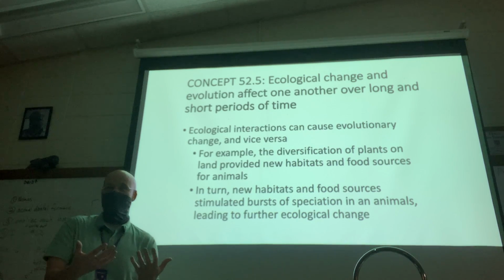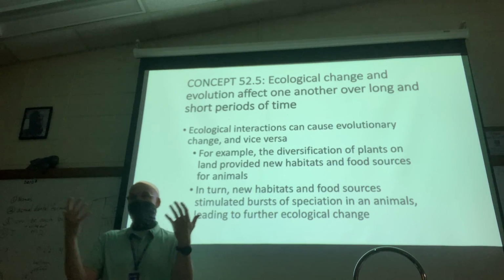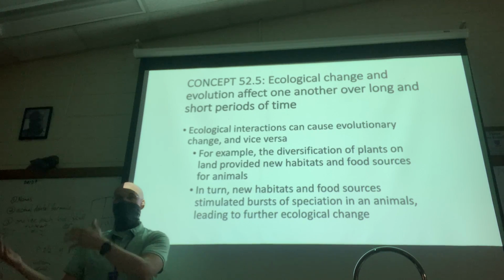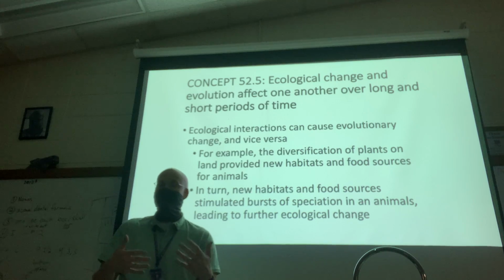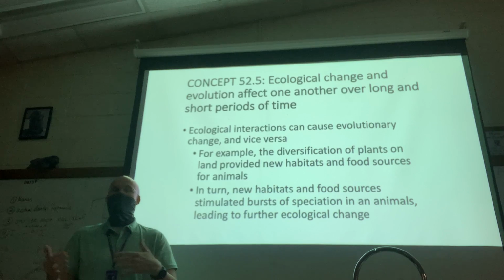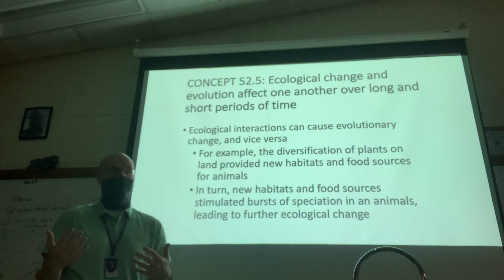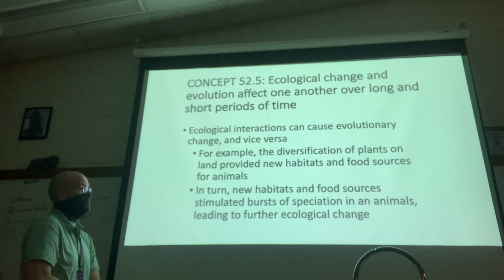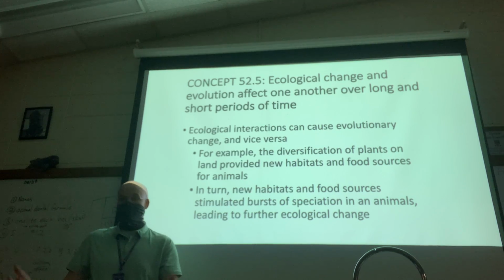So plants benefit from the bees or butterflies or hummingbirds that can pollinate their flowers. The bees, the butterflies, the hummingbirds benefit from those specific plants. And if you change one part of that, the whole system becomes affected. So they go into some examples of that at the end of chapter 52, and that's where we're going to stop today.